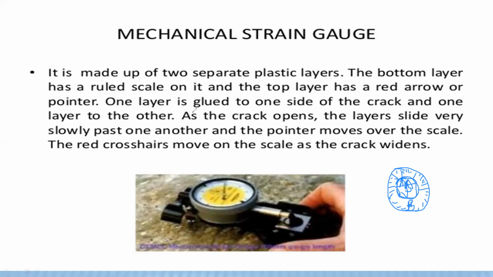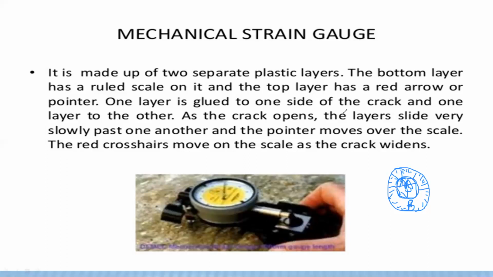One layer is glued to one side of the crack and one layer to the other. As the crack opens, the layers slide very slowly past one another and the pointer moves over the scale. So the red crosshairs move on the scale as the crack widens. You can see how a mechanical strain gauge works.